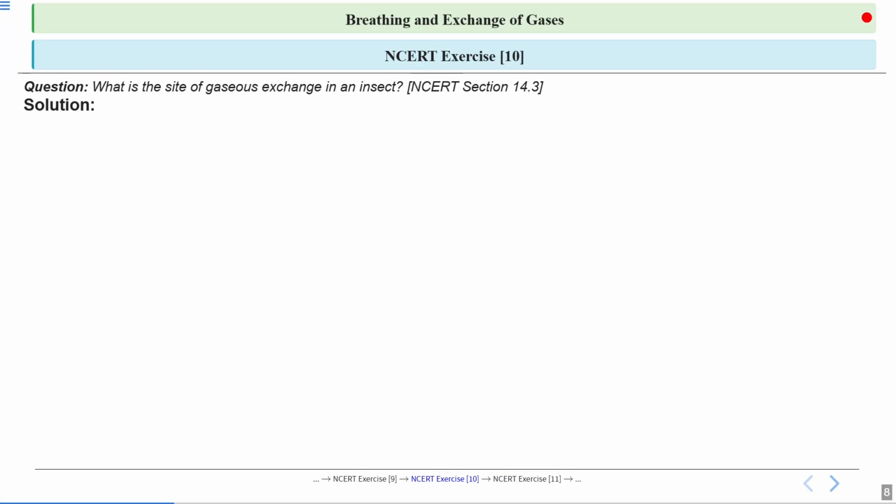So this was our question. Insects breathe through a system called tracheal tubes. So what is this tracheal tube? When you see the insect's body inside its anatomy, you see a lot of tube-like structures running all over the body, right? And that is called tracheal tubes.